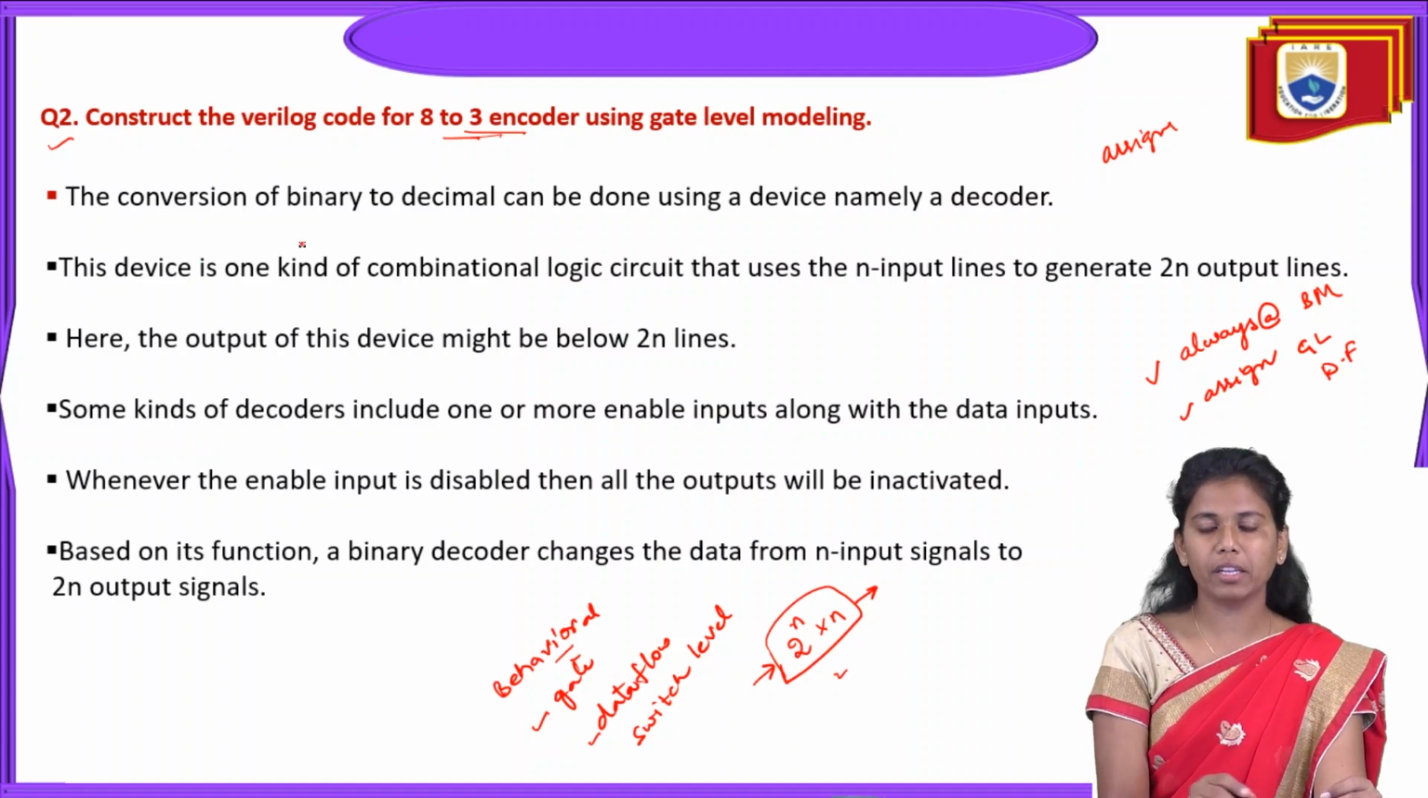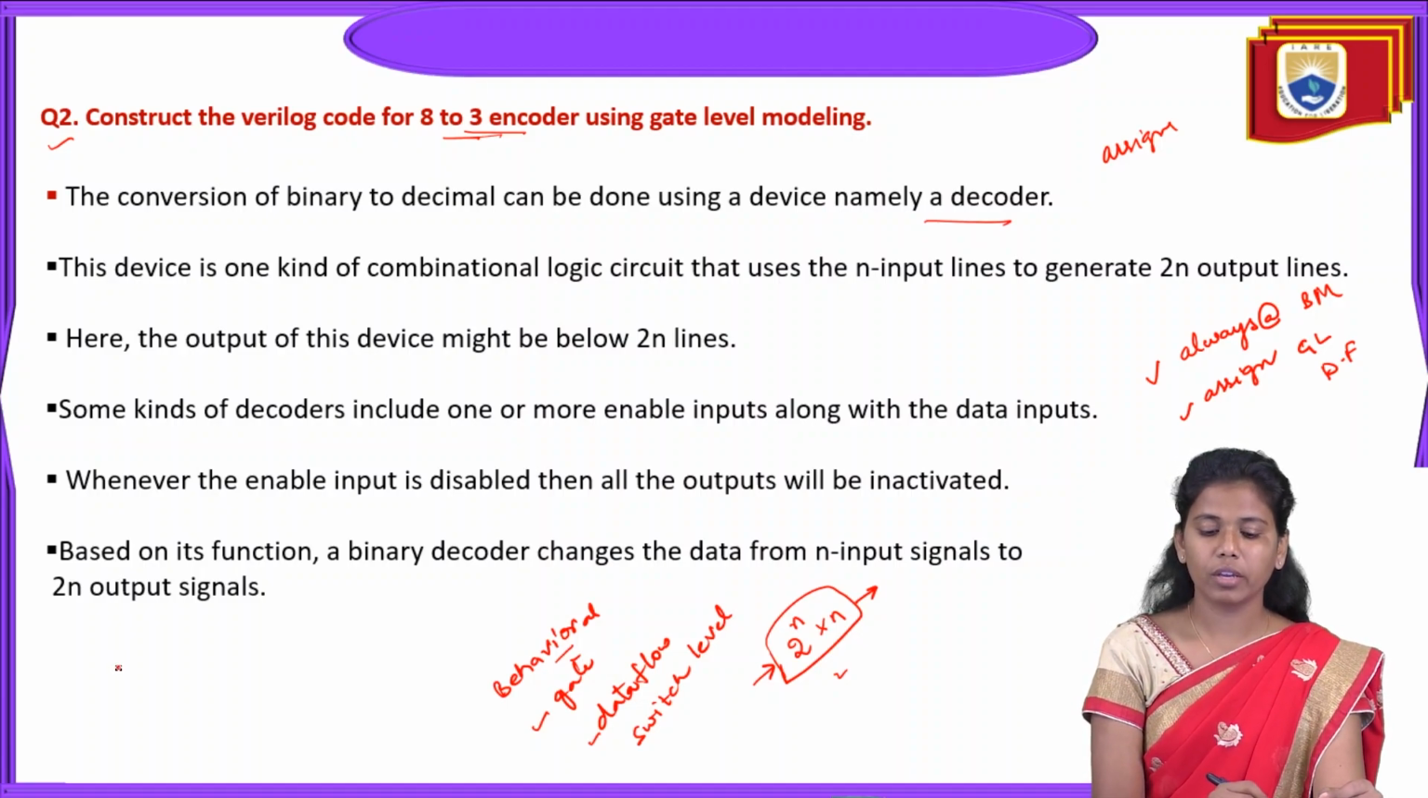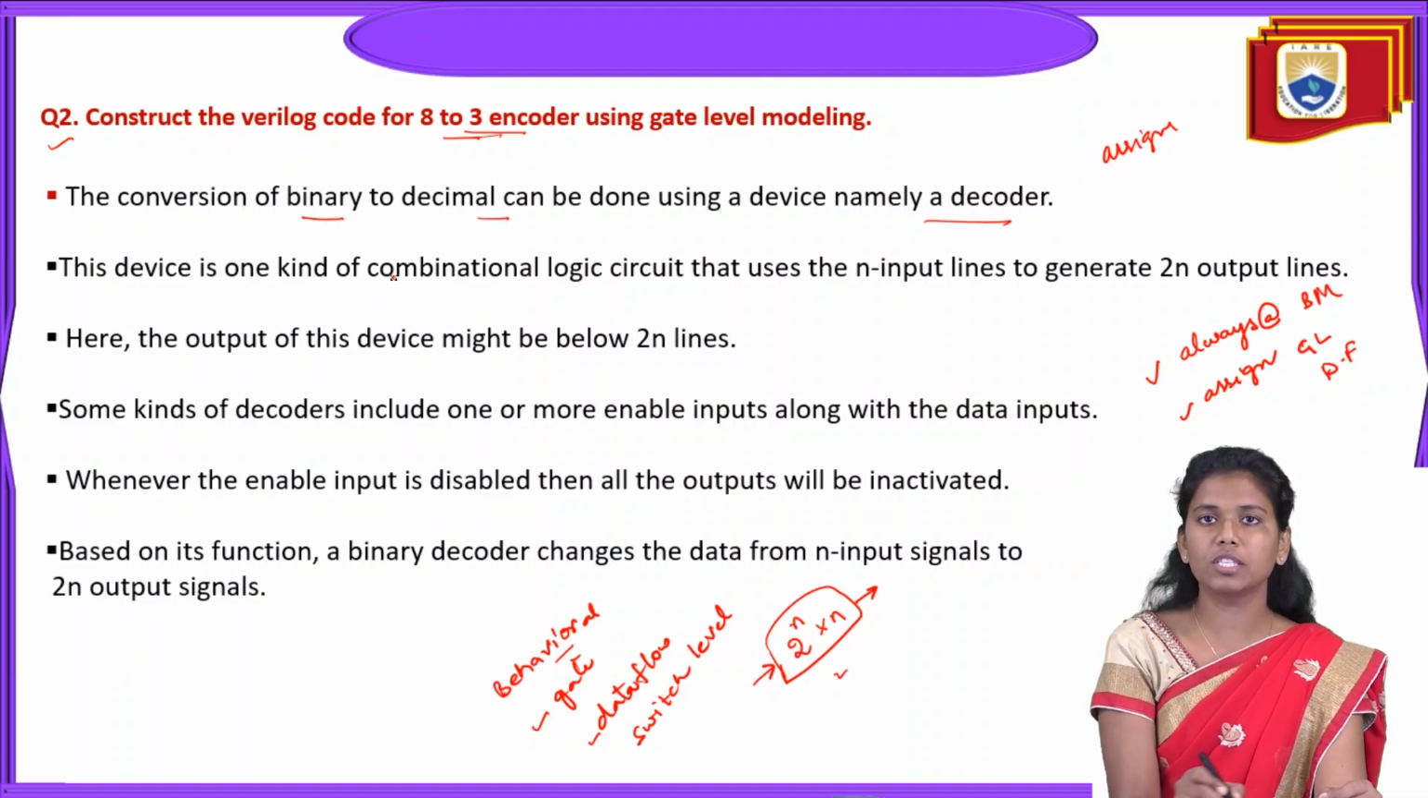The conversion of binary to decimal is done using a device, namely a decoder. So the decoder just converts the binary bits to decimal bits.